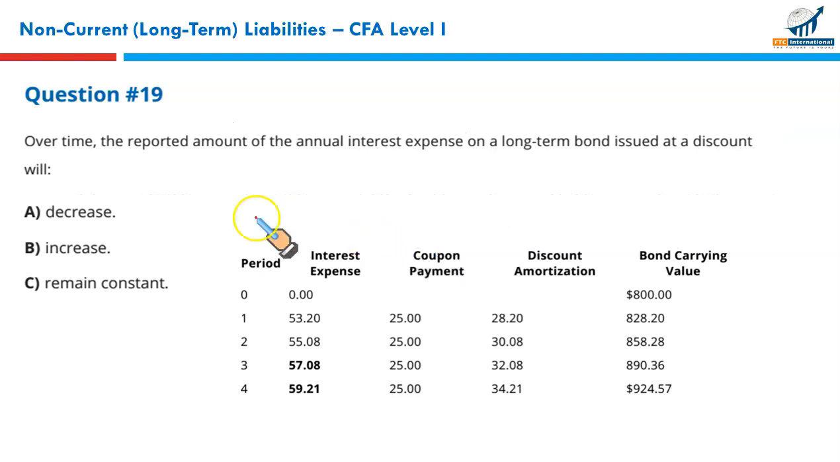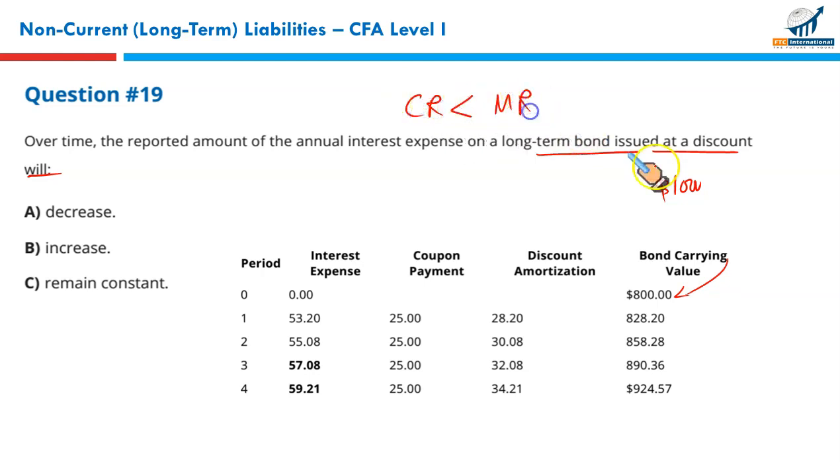Next, this is the one that will express many ideas. Over time, the reported amount of annual interest expense on a long-term bond issued at a discount will, let's say we have issued a bond, just an example, a $1,000 bond at 800. Why will you do that? It's because your coupon rate is less than the market rate. Your bond will sell at a discount.